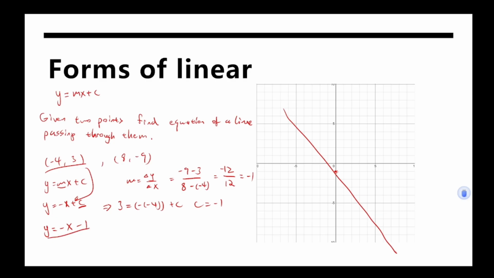Well, what if it wants us to give it in standard form? We know that standard form, y and x are on one side and all the constants are integers. So we just move x to the left side, we'll get x plus y equals -1, and that's it. What if they want it in, let's say, point slope form? Point slope form, then we'll have y plus 4, because minus -4, equals -x minus 3.